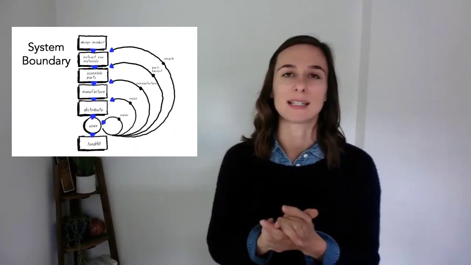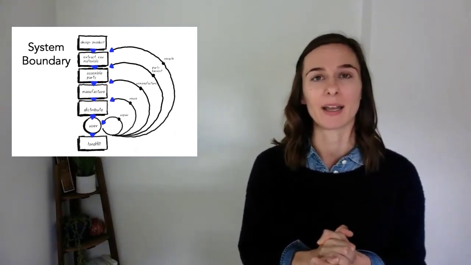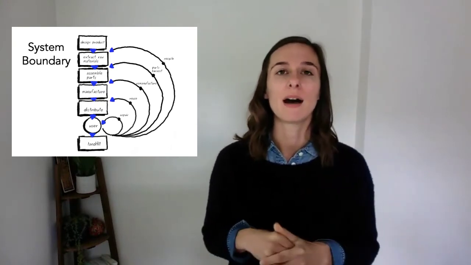The second piece is defining your system's boundary. And this, I think, is the hardest step of an LCA.